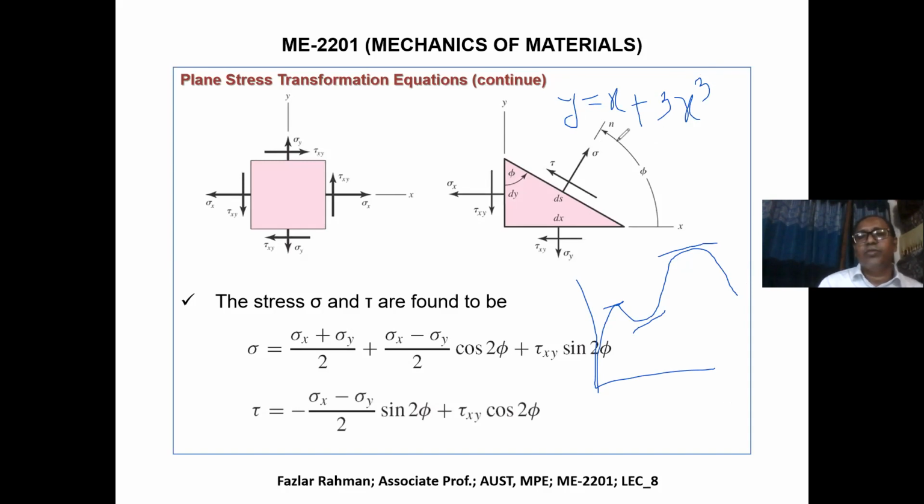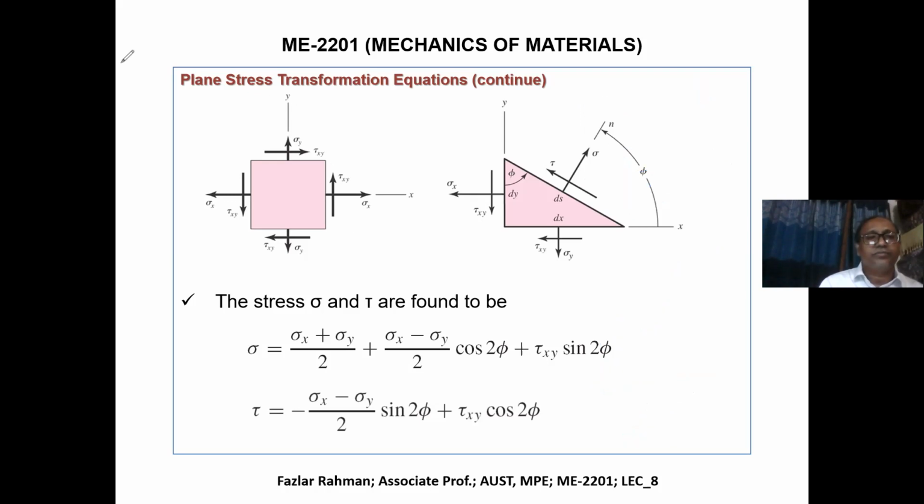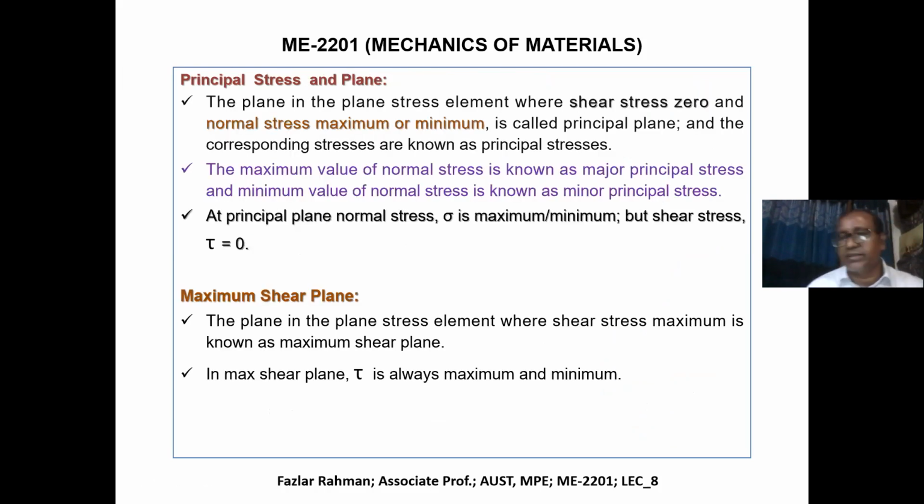To get the maximum value, we set dy by dx equal to 0. Then from that we figure out the value of x. Say this is x1 and this is x2. These x1, x2 you put over here, and you will get y1, y2. So we'll do that right over here. Similarly, we'll do it for tau. This one you actually learn from your mathematics, that is why we do the differentiation.